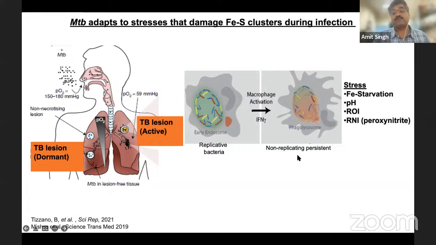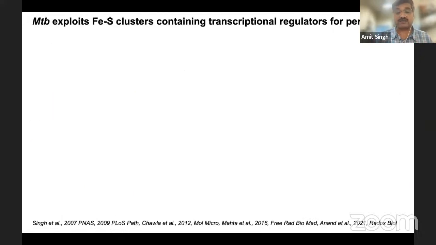Similarly, when you look at activated macrophages, for example, MTB is exposed to low levels of iron, and iron being one of the requirements for iron sulfur clusters, if you have low levels of iron, it will be difficult for cells to maintain iron sulfur clusters. pH, reactive oxygen species, reactive nitrogen species, peroxynitrite, they all are known to target iron sulfur clusters. And despite the fact that MTB is exposed to these stresses, it is able to persist in this environment, which tells you that MTB has a mechanism to sense the requirement of iron sulfur clusters, when the demand is high, when the demand is low, and then regulates this iron sulfur cluster biogenesis.